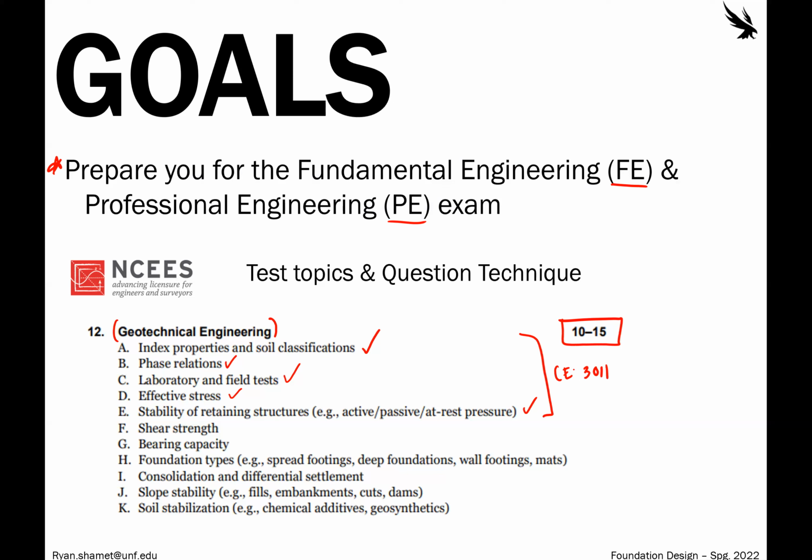These are all things that we're going to go over and touch on over the semester, but there's all of this we didn't get a chance to get to. So the shear strength, bearing capacity, different types of failure mechanisms of foundations and soils. So that's like failure here. Foundation types, consolidation and differential settlement, slope stability and soil stabilization. These are all things we're going to be touching on this semester.